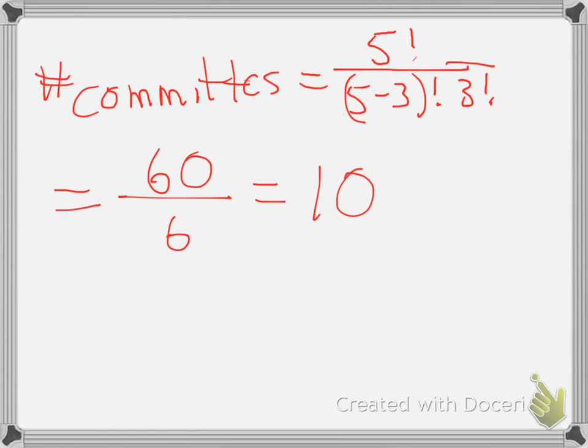So the number of committees is our old computation, which is 5 factorial over (5 minus 3) factorial, and we need to divide in the denominator by another 3 factorial to divide out all the arrangements. So what we have is 60 over 6 equals 10 possible committees.